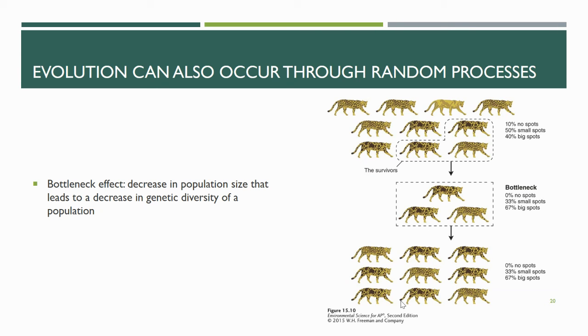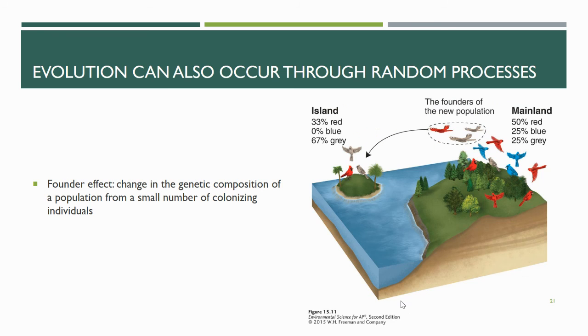The bottleneck effect is a decrease in a population size that leads to a decrease in genetic diversity in a population. So there is some sort of event that causes a dramatic decrease in the population. And so sometimes traits end up based off the survivors. And so some traits are lost. For example, here, the nose spots end up being not a thing anymore after the bottleneck event.